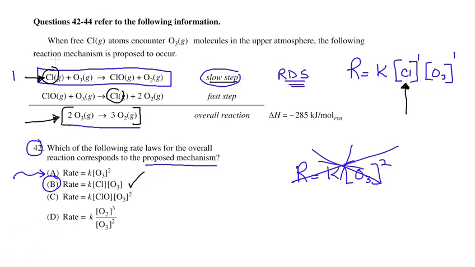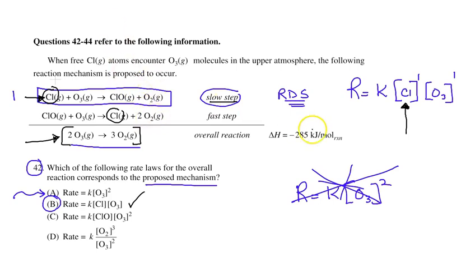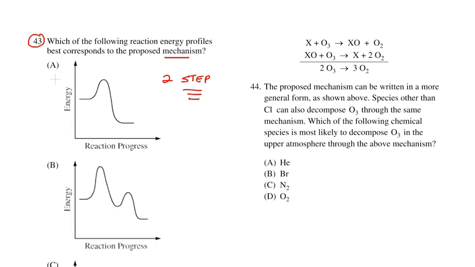Number 43. So number 43, which of the following reaction energy profiles best corresponds to the proposed mechanism? Well, we know the mechanism was 2 steps. And because the catalyst created a whole series of steps that were different from the original, we should see that by the potential energy changes. So if we go back to our diagram that shows us, okay, we see 2 steps. They gave me the delta H of the reaction to be negative, so it's exothermic.